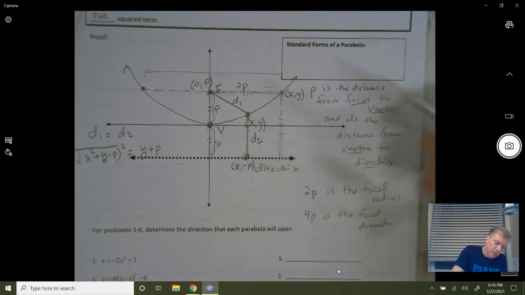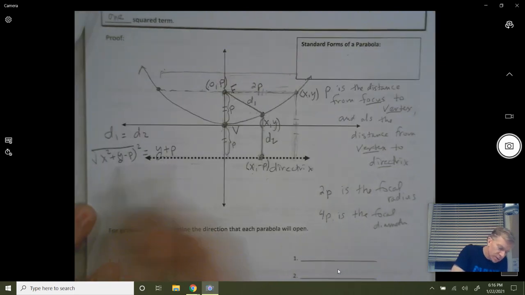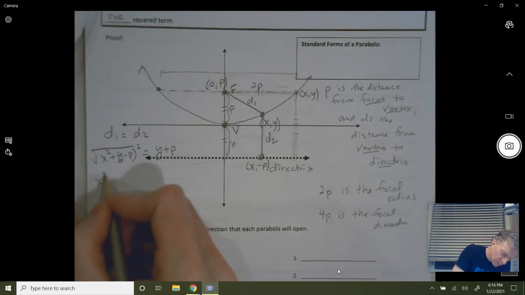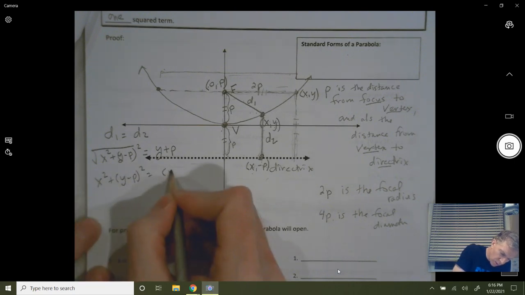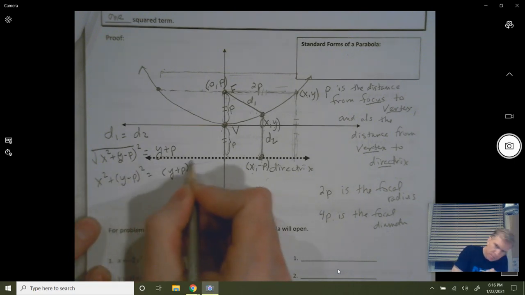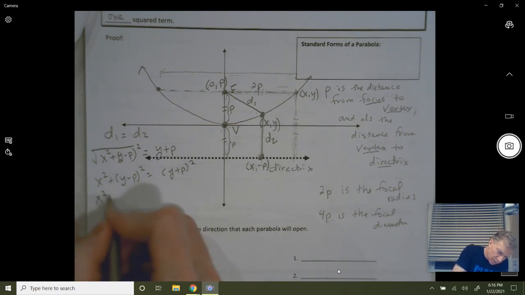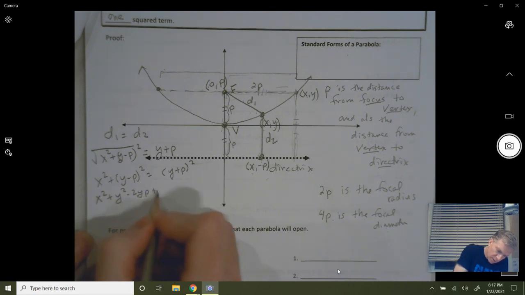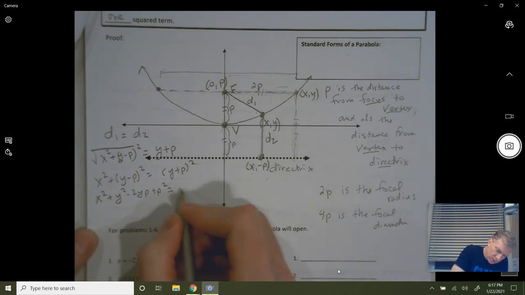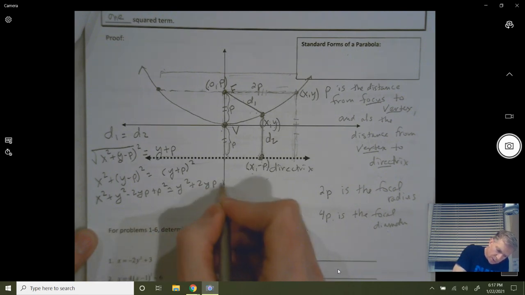Okay. Now let's solve this thing. Let's square both sides. So we get x squared plus y minus p squared equals y plus p quantity squared. Okay. Let's FOIL that. x squared plus y squared minus 2yp plus p squared is equal to, FOIL this, y squared plus 2yp plus p squared.